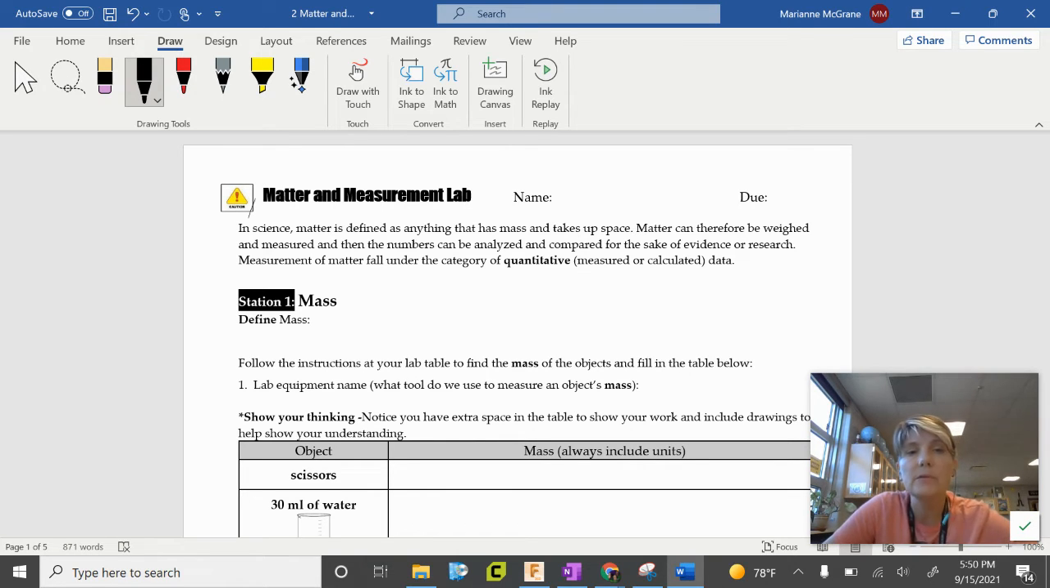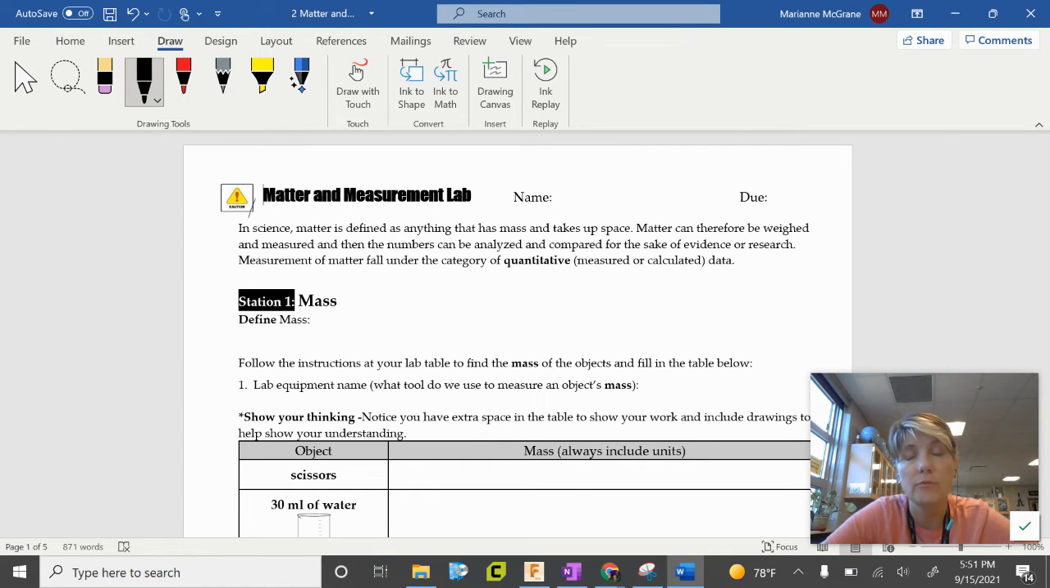In science, matter is defined as anything that has mass and takes up shape. Matter can therefore be weighed and measured, and then the numbers can be analyzed and compared for the sake of evidence research. So it's all about learning more about the world that we live in, and we're going to be focusing for the next couple of days on really learning what matter is all about and how matter can be measured. Measurement of matter falls under the category of quantitative, measured or calculated data.